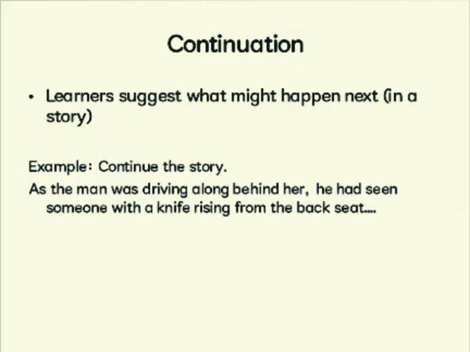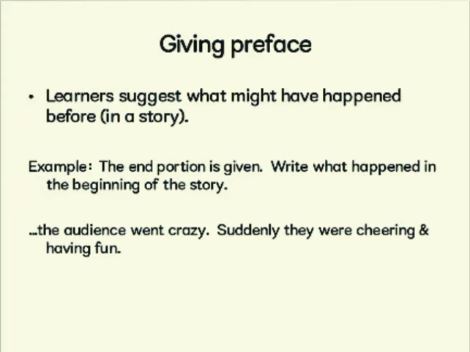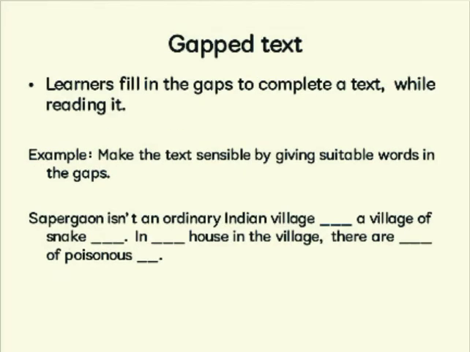An incomplete text may be completed by reading the first portion of the text and by giving a logical continuation to it. Again, an incomplete story may be provided with only the final half portion where students can give a logical beginning to it. Gaps may be given to a text where learners can fill it up with suitable words to make the text meaningful.